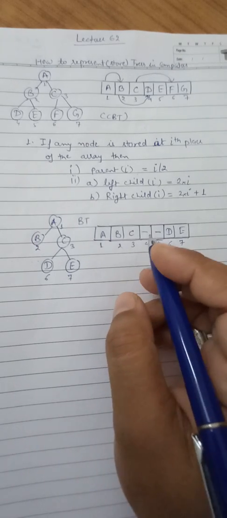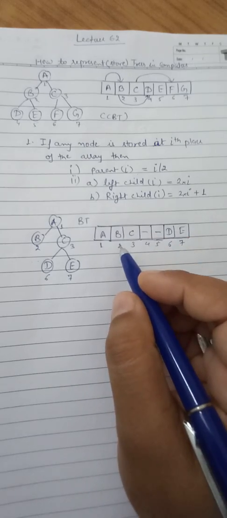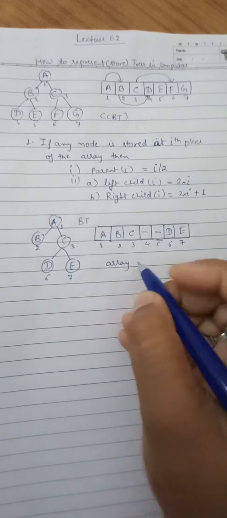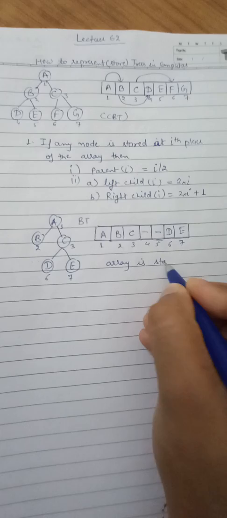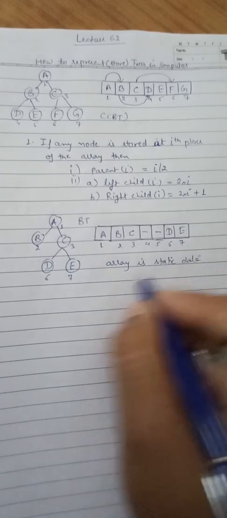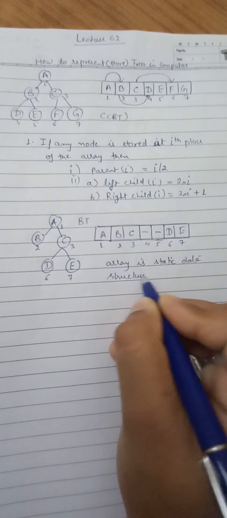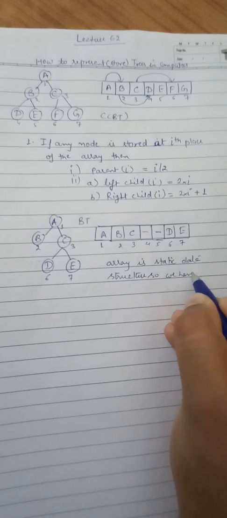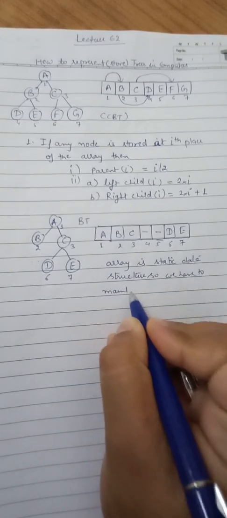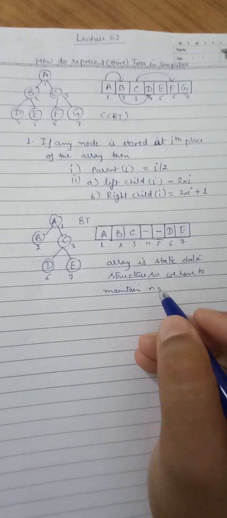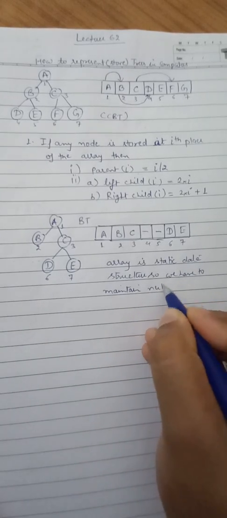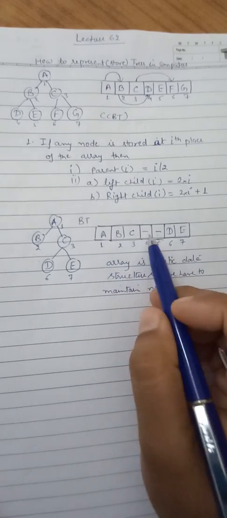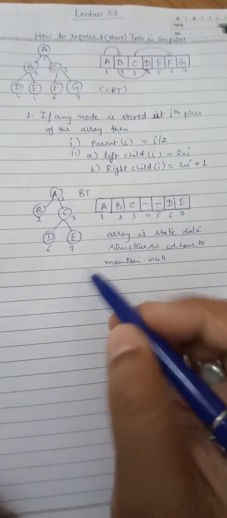Because we are storing the tree in an array, and an array is a static data structure, we have to maintain null. These are the values for B's children. We have to maintain null because we are storing in the array.